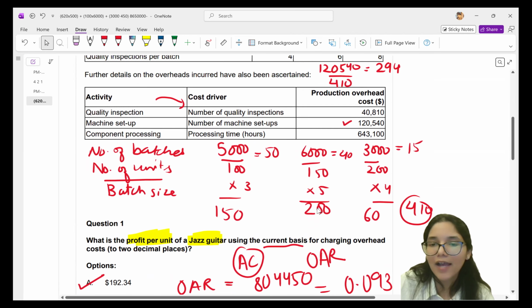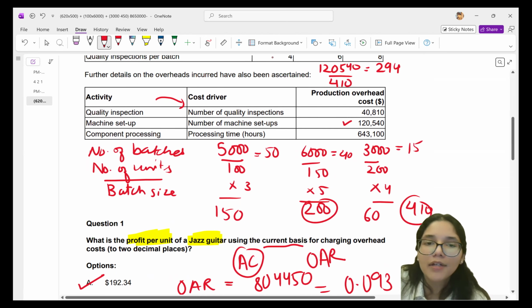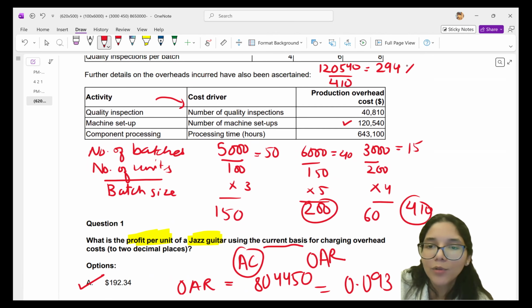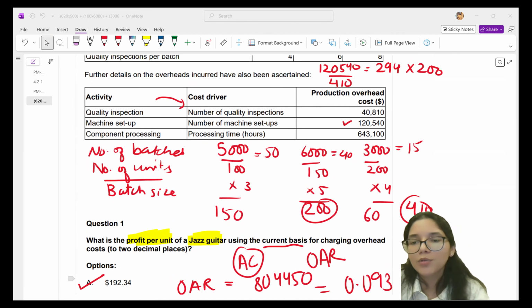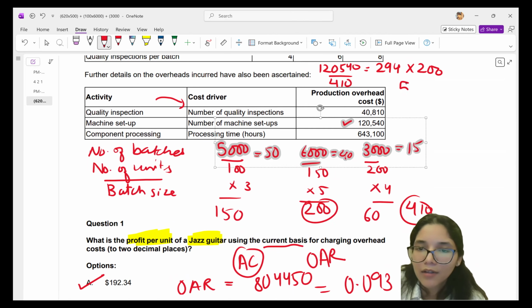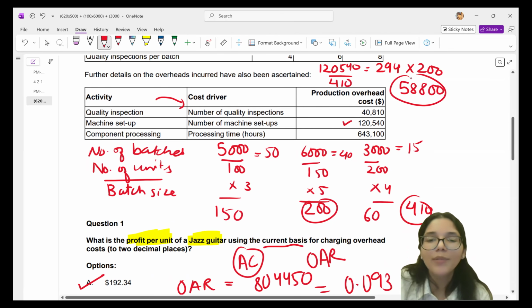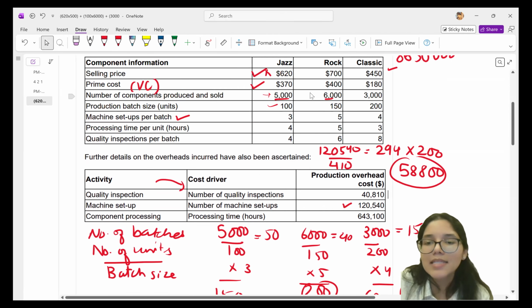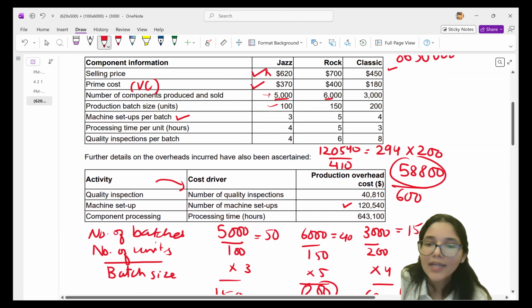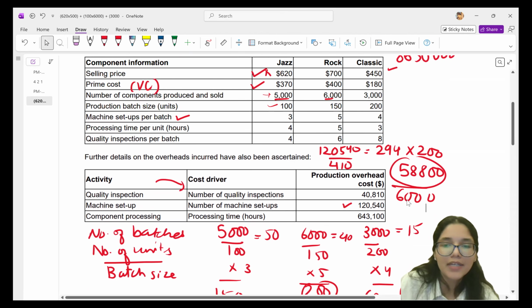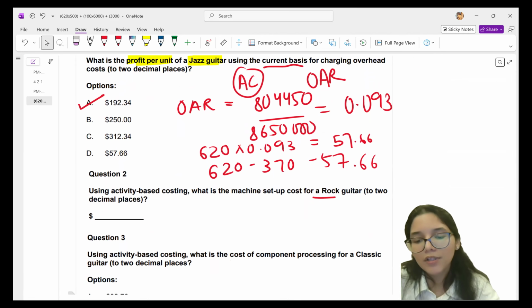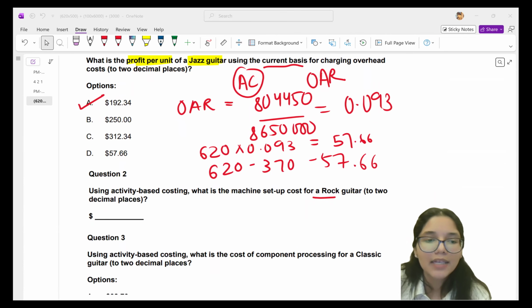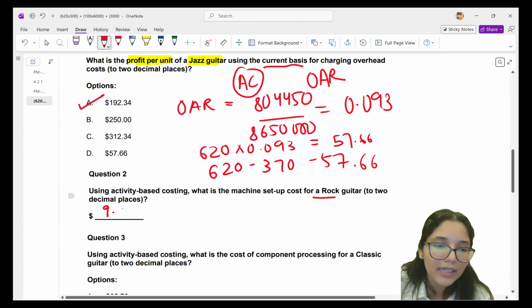For the rock guitar, we have calculated that I need to do the setup 200 times. So the total cost for all units of this particular category of guitar will be 294 into 200. If you multiply this with 200, it gives you 58,800. This is for how many guitars? How many guitars are we making? 6,000. So if I want to find out per unit, I will simply divide this by 6,000. So 58,800 divided by 6,000 guitars. And then when you do this on your calculator, this will give you 9.8.